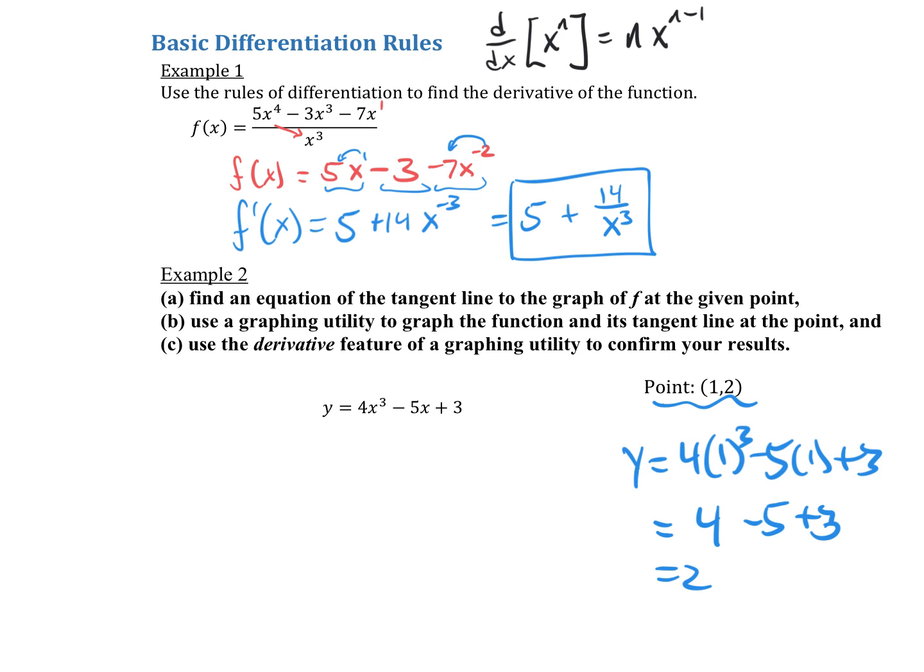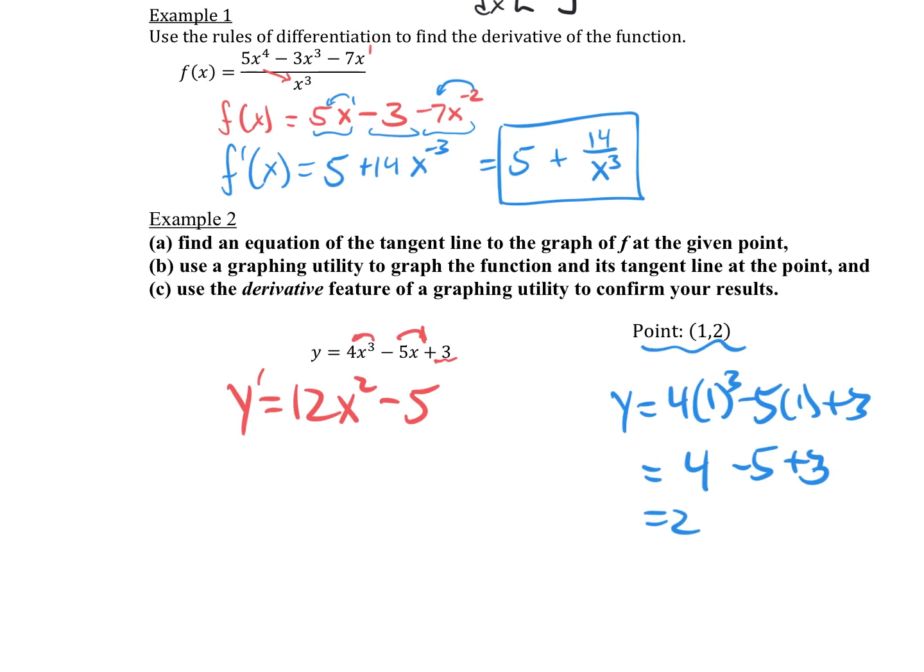So let's go ahead and find the derivative. Y prime, use the power rule. 3 times 4 is 12 x squared, minus 1 times 5 is 5, because the power is 1. And then the power goes, 1 minus 1 is 0, so the x is gone. And the derivative of a constant is 0. So there's our derivative. Okay? Let's try that again. All right, so our derivative there.